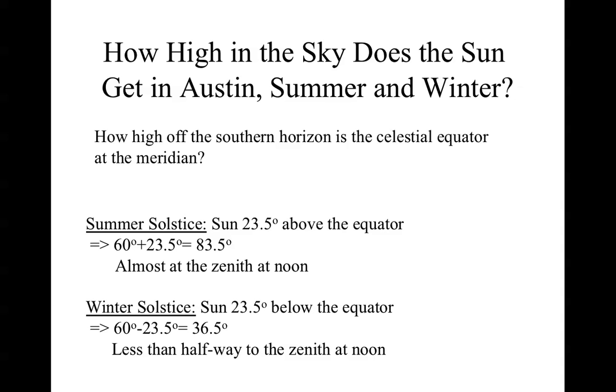In the summer, at the summer solstice, the sun is 23.5 degrees above the equator. 60 degrees plus 23.5 degrees is 83.5 degrees. The sun is therefore almost at the zenith, almost straight overhead at noon on June 21st. On the winter solstice on December 21st, which was not so long ago, the sun is 23.5 degrees below the equator. 60 degrees minus 23.5 is 36.5. That's less than halfway to the zenith. At noon, the sun is not even halfway up in the sky at its highest point.